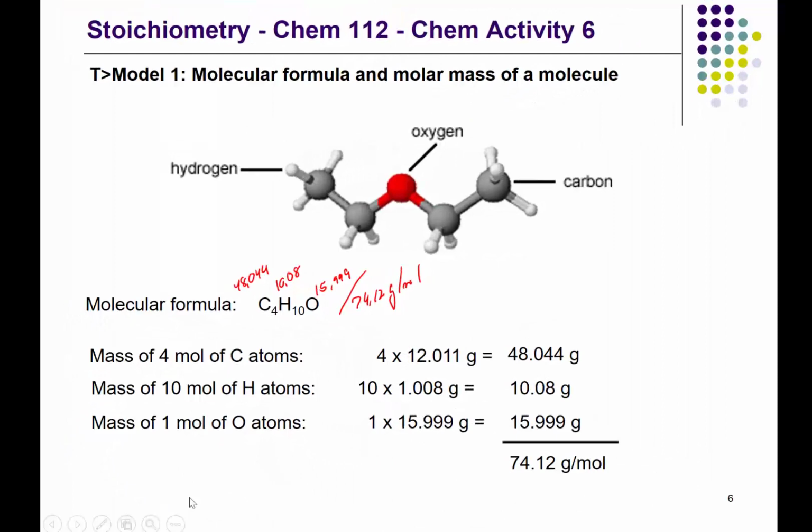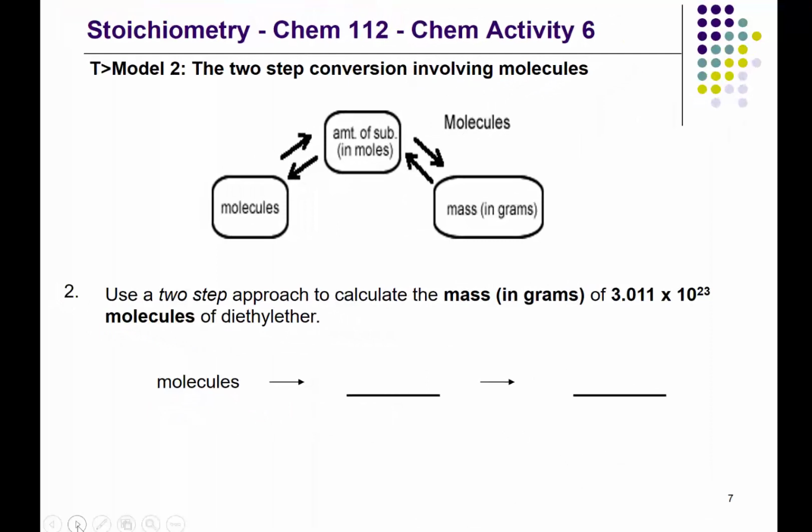So now that we know how to calculate the molar mass for a molecule or a compound, let's explore further and see how we can use this in mole-mole conversions that involve the amount of substance and the mass of our molecules or compounds. So I'm turning to look at the teaching model number 2. And in the teaching model number 2, I see this diagram again that shows the conversion between molecules, the amount of substance, and the mass of substance.